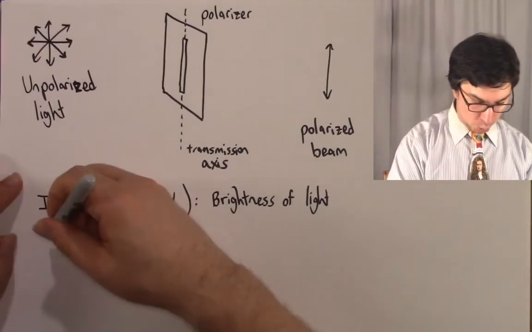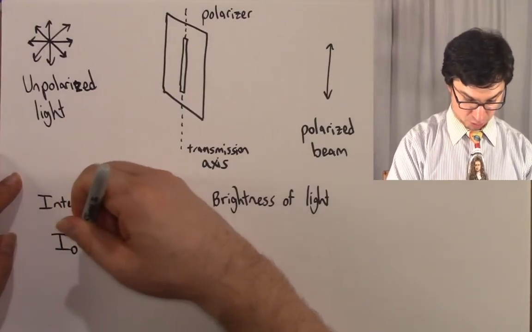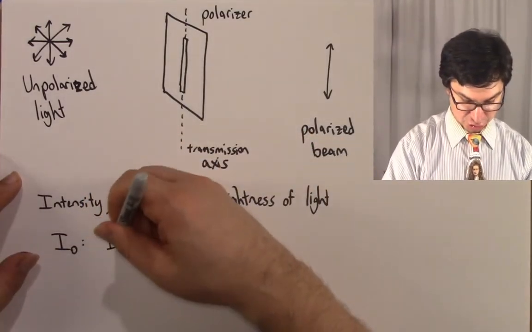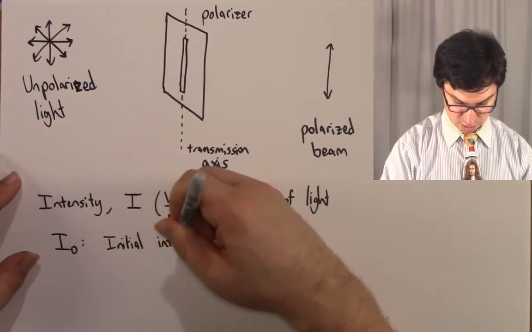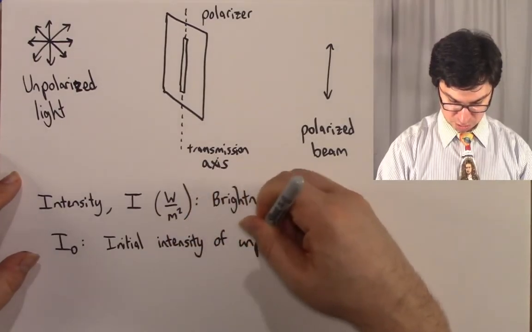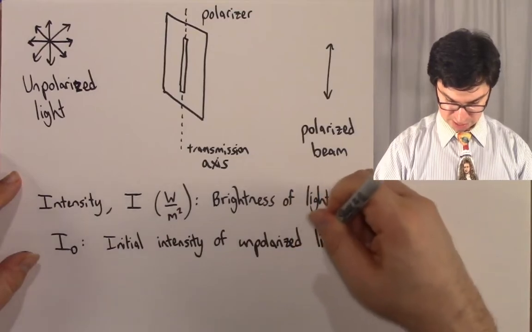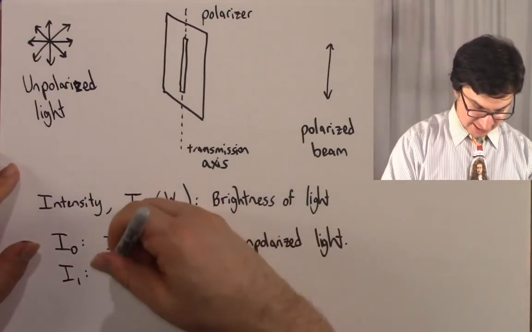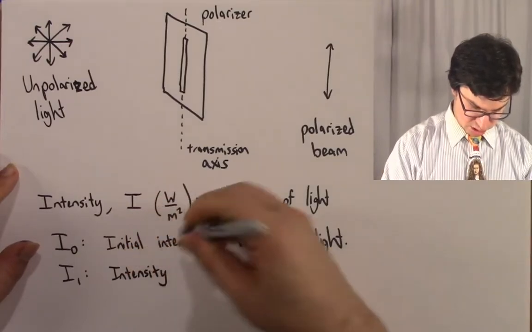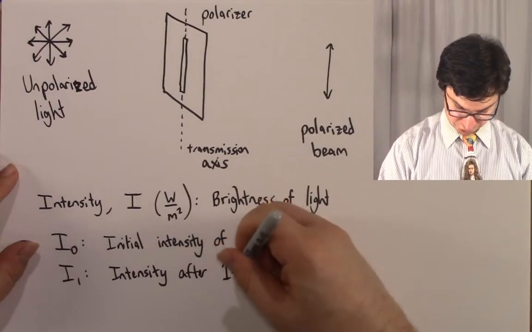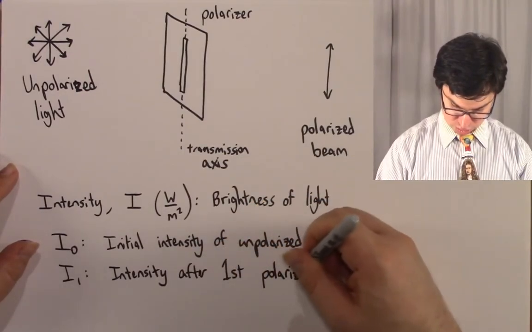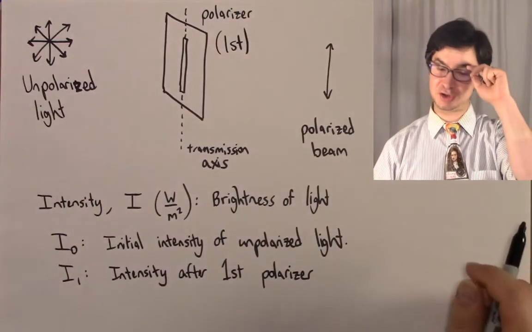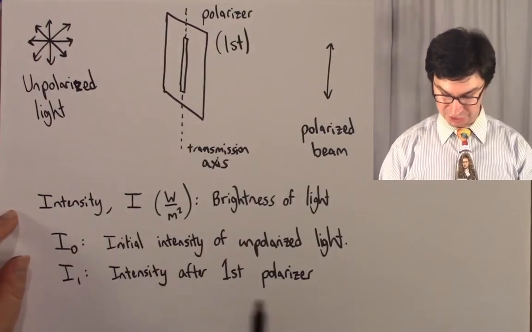And let's call I0 the initial intensity of the unpolarized light. Okay, let's call I1 the intensity after the first polarizer. So this polarizer here, we're going to call this the first polarizer, because we're actually going to add another polarizer later. But I1 is the intensity after the first polarizer.